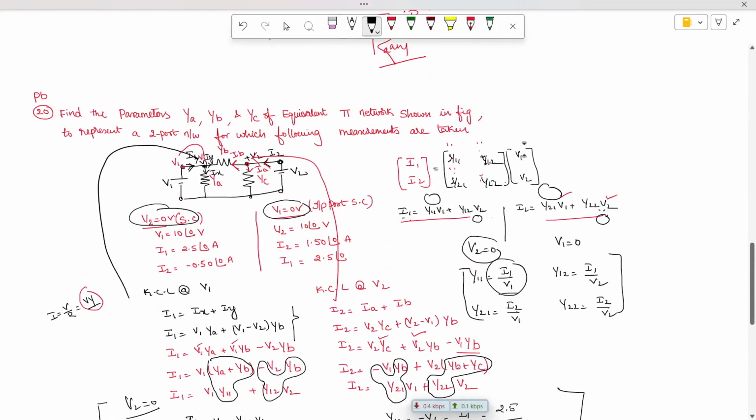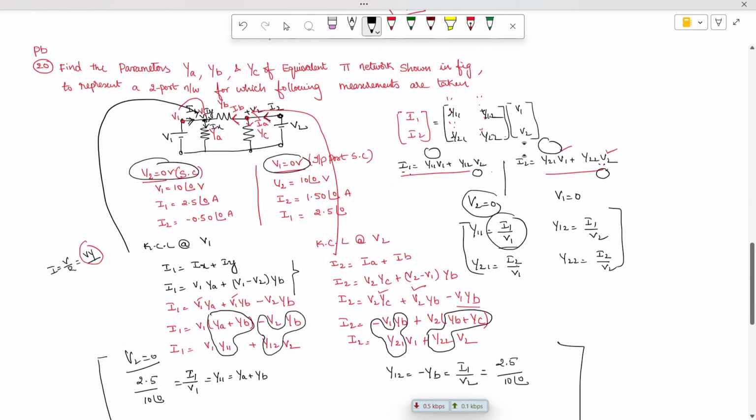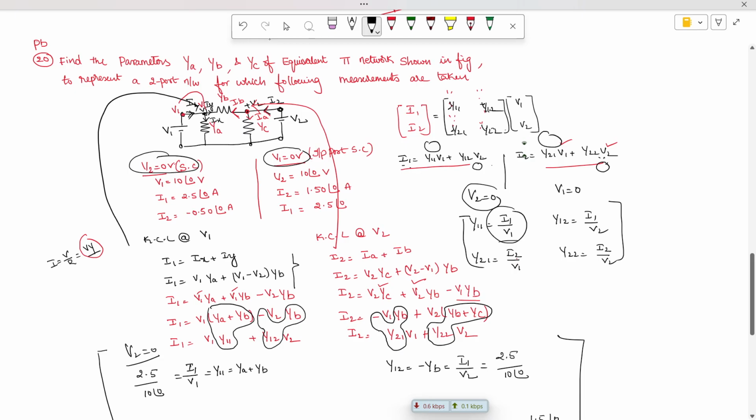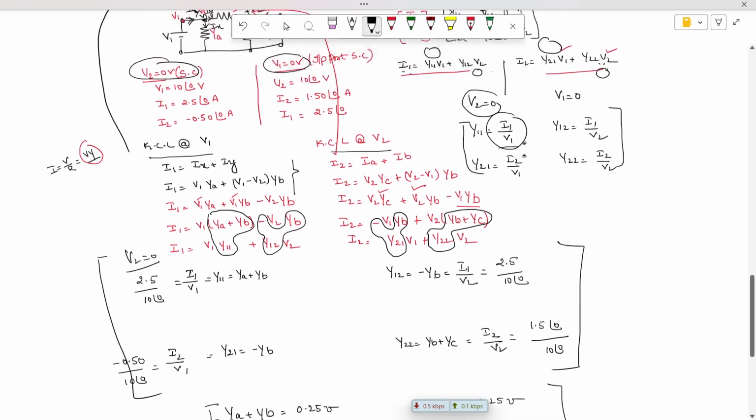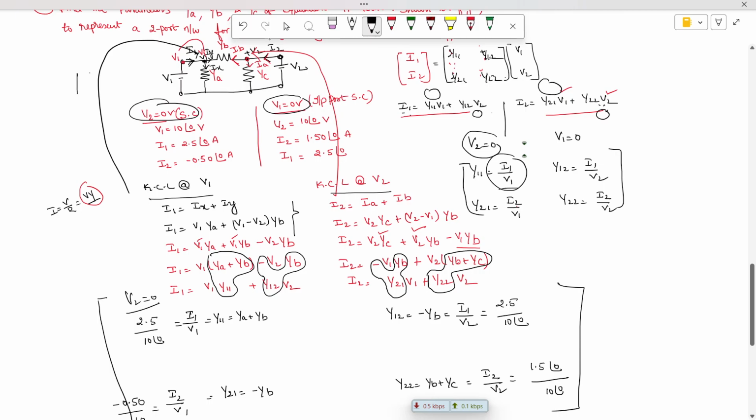So how to solve this problem: let's try to review the problem. First apply KCL, set V1 and V2 and express the values of Y11. You see here, already for a pi attenuation circuit, Y11 is the sum of Ya plus Yb, and Y22 is the sum of Yb plus Yc. That's what you have to understand. And the off-diagonal elements are negative of this value, minus Yb, minus Yb.